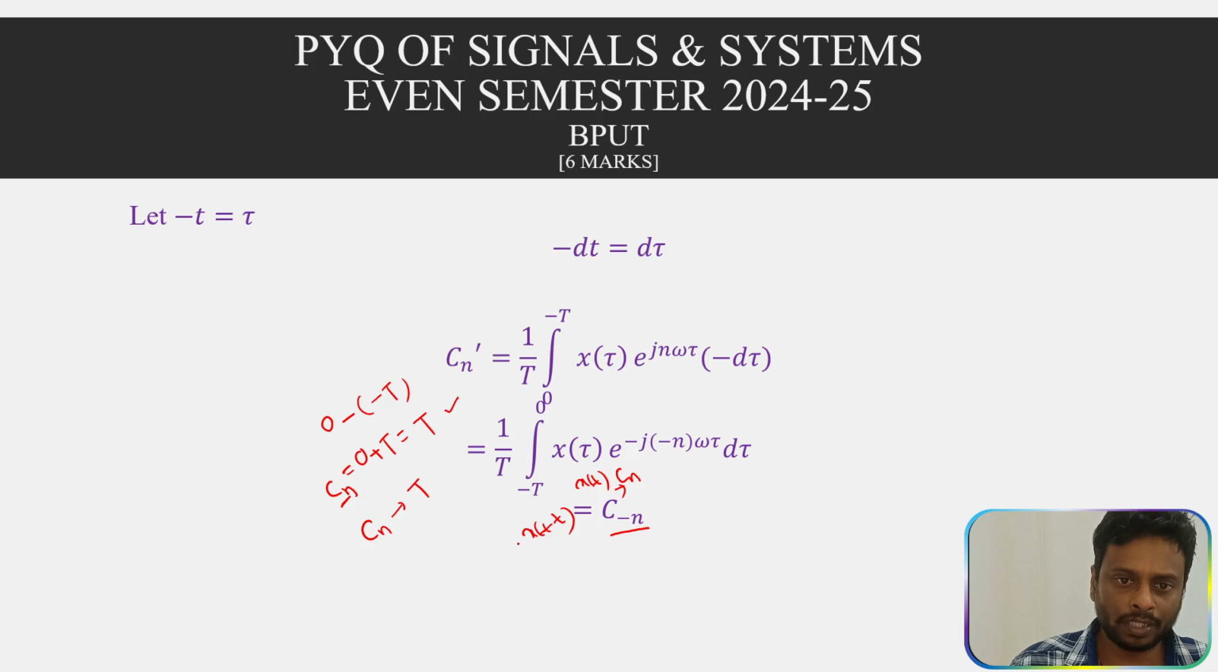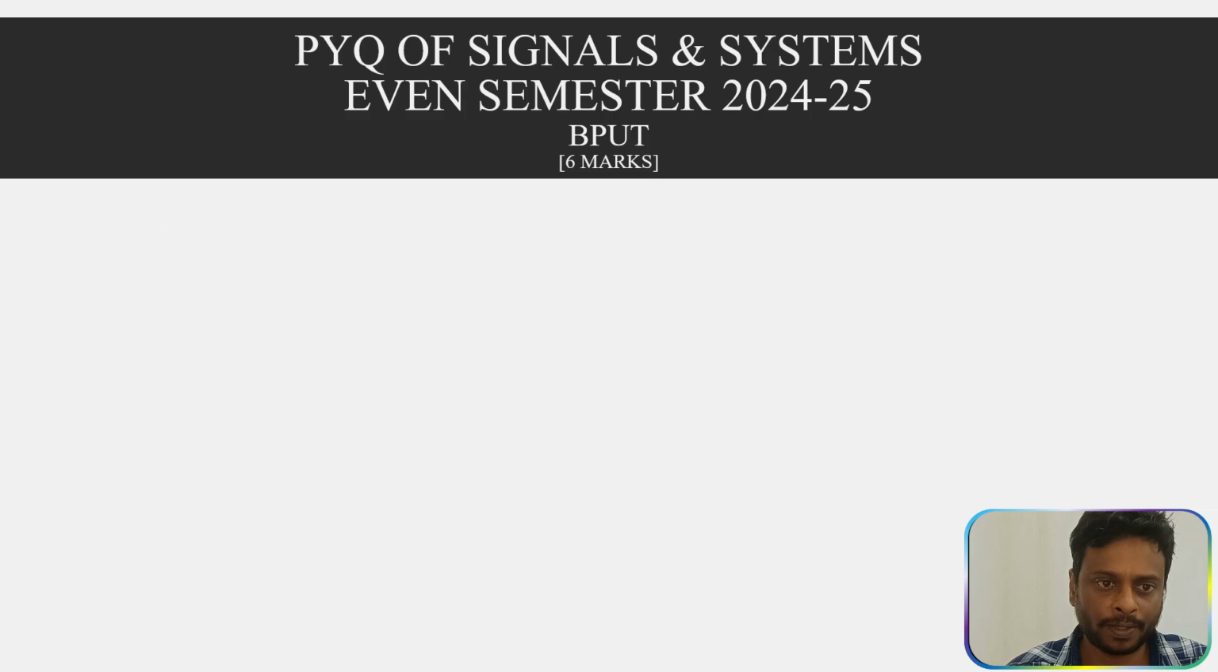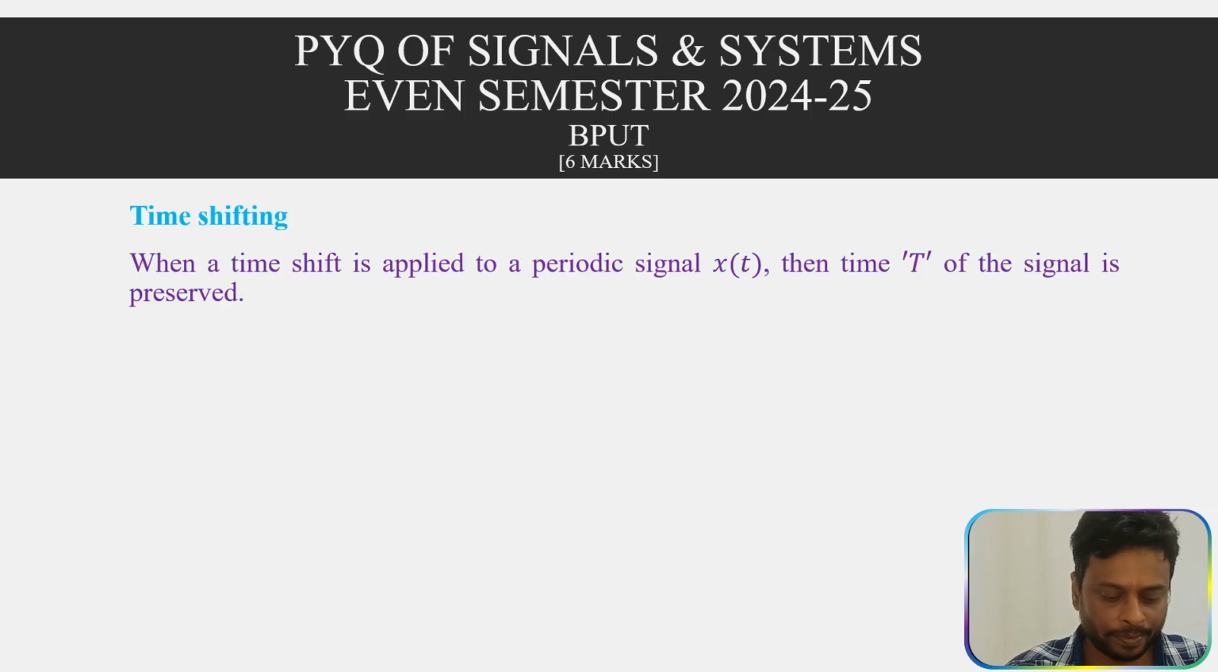If we go the time reversal, that will be x of minus t. That will be c minus n. But the time period is unchanged. Here is the time shifting property. So if x of t is a periodic signal and we time shift it, here also the time period is preserved.